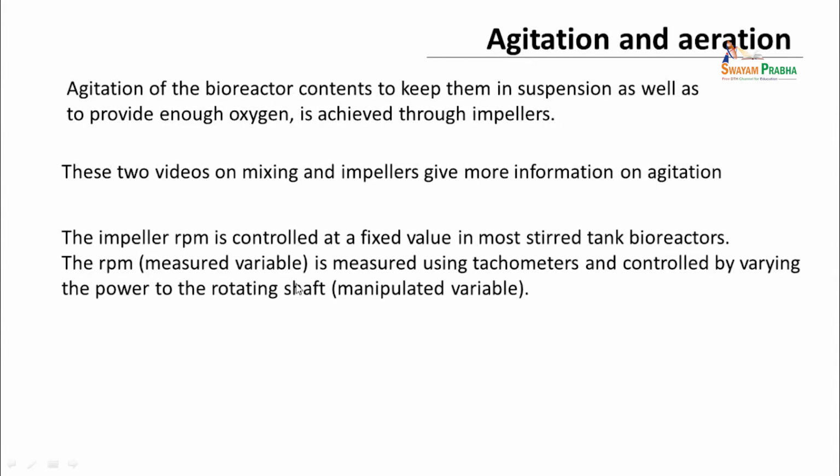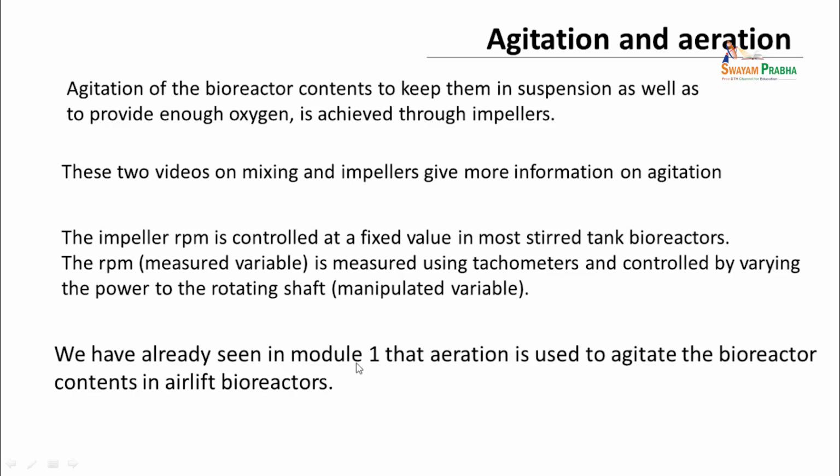The impeller RPM is controlled at a fixed value in most stirred tank reactors, bioreactors. The RPM, which is the measured variable, is measured using what are called tachometers and controlled by varying the power to the rotating shaft. So the power to the rotating shaft is the manipulated variable.